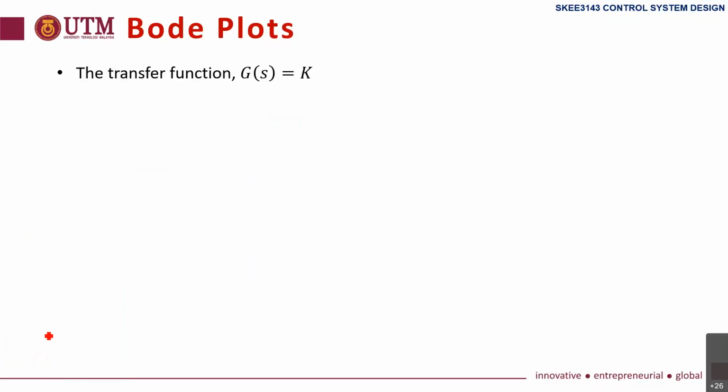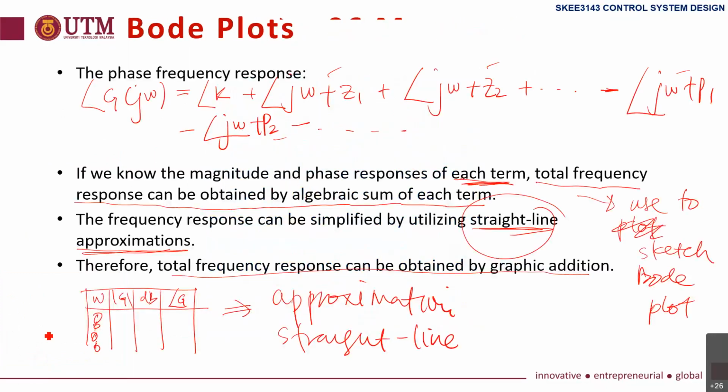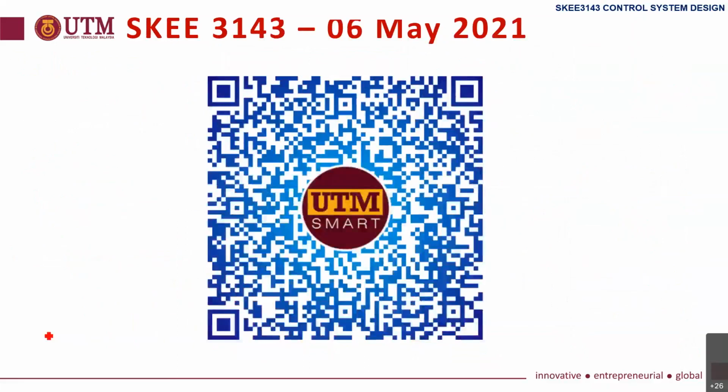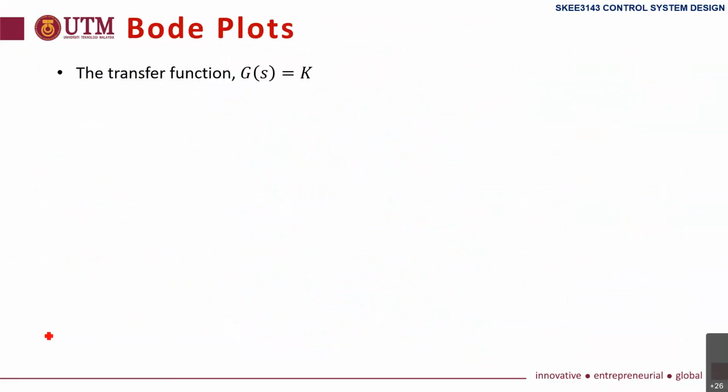Let's start our lecture today. We will continue with Bode plot. Yesterday, I introduced you to the basics of Bode plot, and we plotted two examples. But today, as I mentioned yesterday, we will not be able to draw the exact Bode plot. We will do what we call straight line approximation.